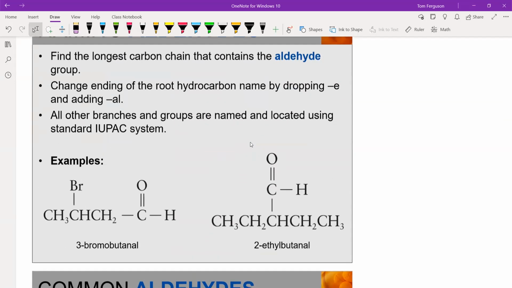Naming aldehydes, take on the AL ending. So we have a backbone of 4, functional group, going to be a ketone in this, excuse me, an aldehyde in this case. And then we've got some branching. So this would be 3-bromo-butanal.